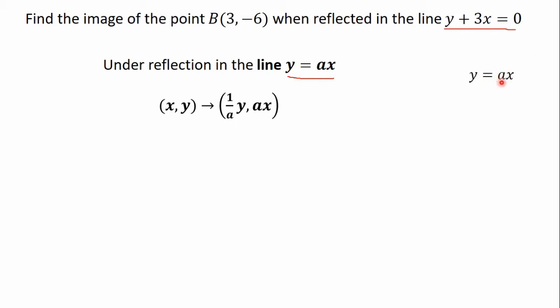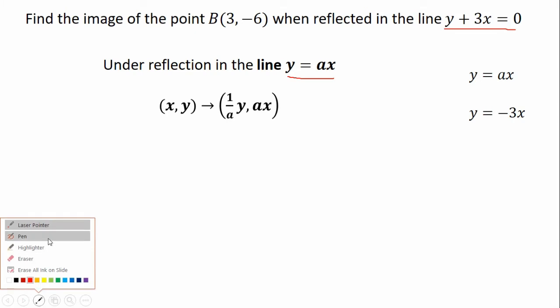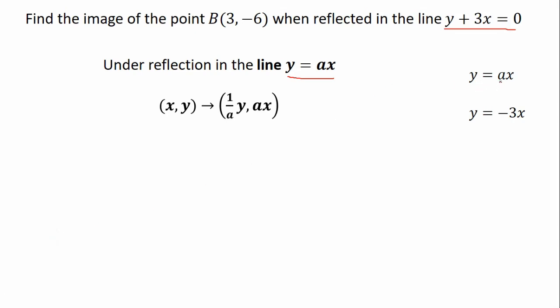So we have y is equal to ax here. But what we have here is y plus 3x is equal to 0. So I'm going to send 3x to the right-hand side. Now, when I send 3x to the right-hand side, I'm going to have y is equal to minus 3x. Both of them are now arranged in the same order, so we can compare them for the value of a. Now, when we compare, we can see that a will give us minus 3 because we have y is equal to ax and we have y is equal to minus 3x. So a is giving us minus 3.